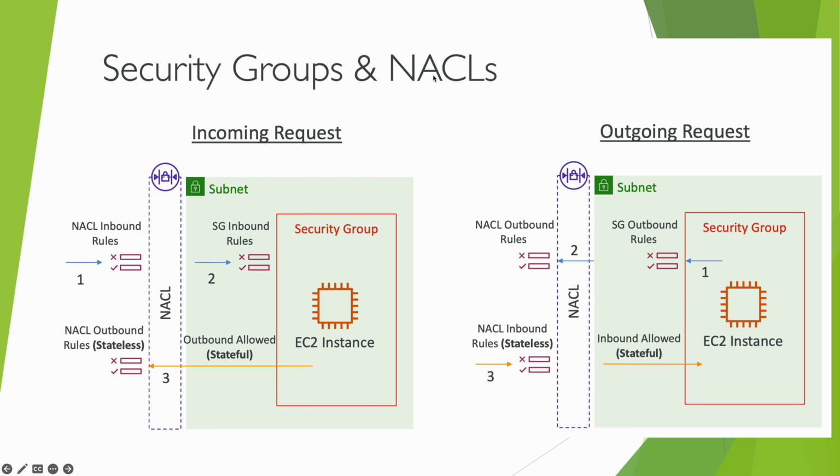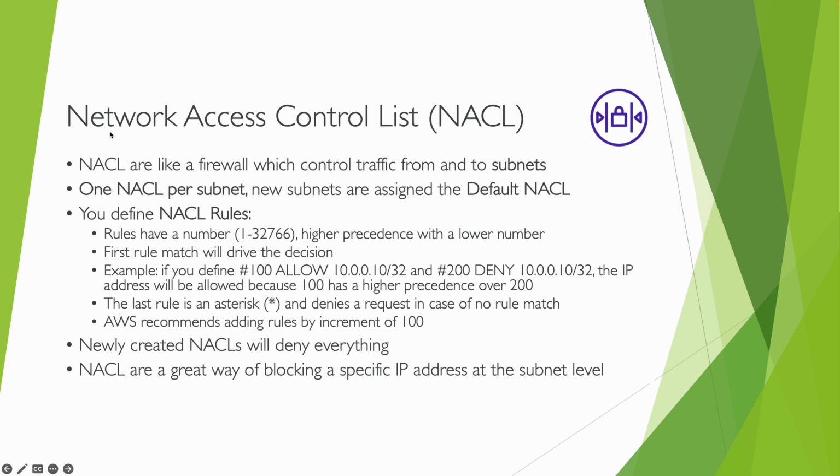What are these NACLs and how are they different from security groups? We'll see today. NACL stands for Network Access Control List. They are like firewalls, like security groups, but these firewalls are given at the subnet level. The security groups we used earlier were given at the EC2 instance level, right? But here the NACLs are firewalls which control the traffic from and to subnets.